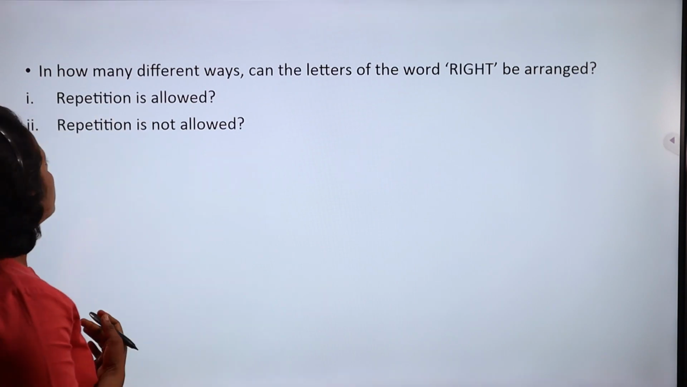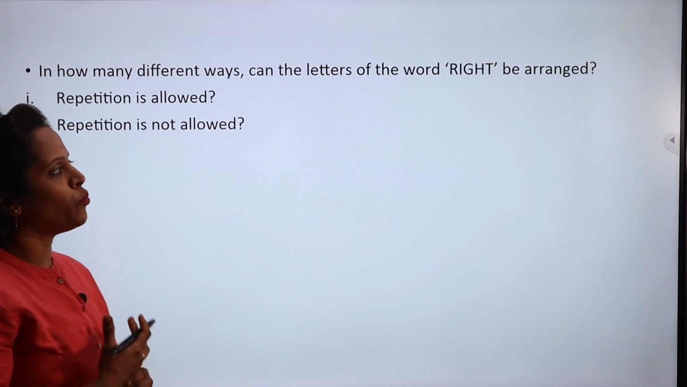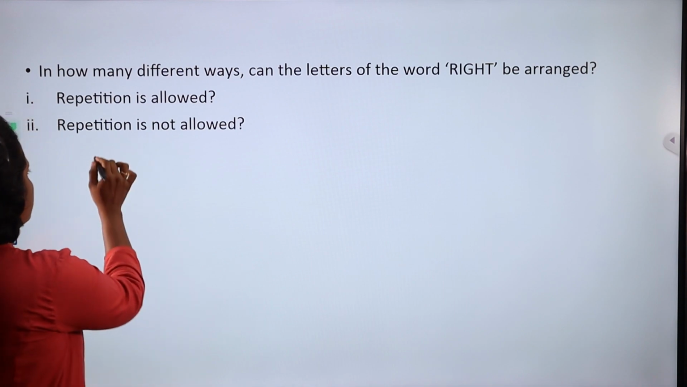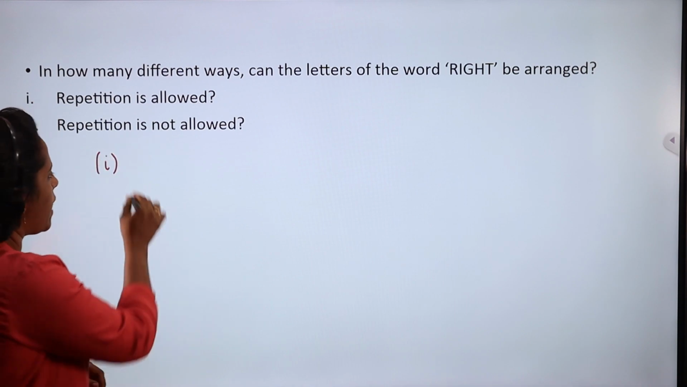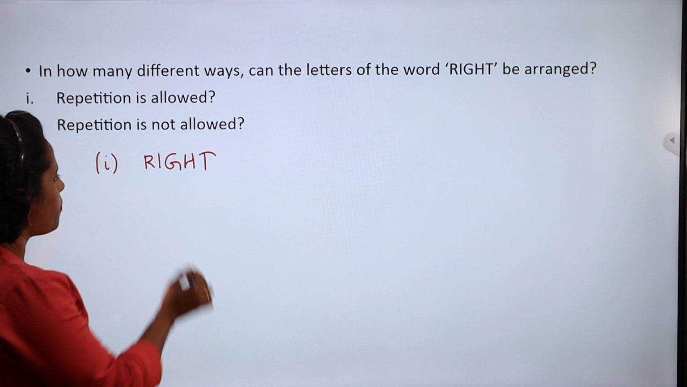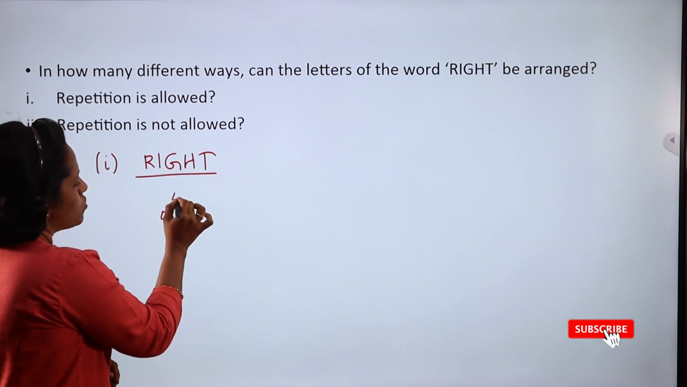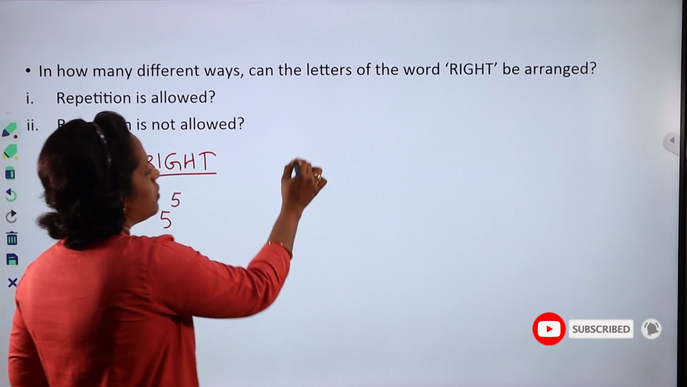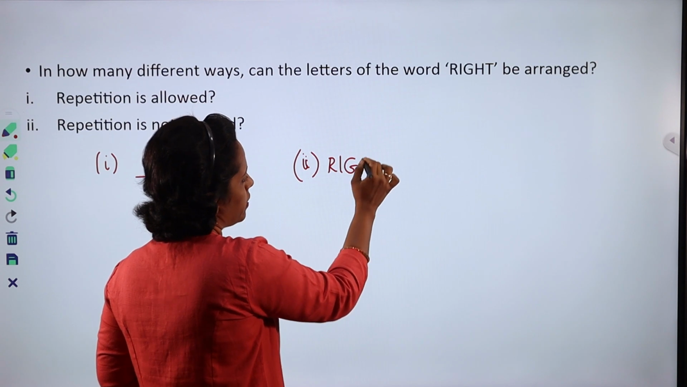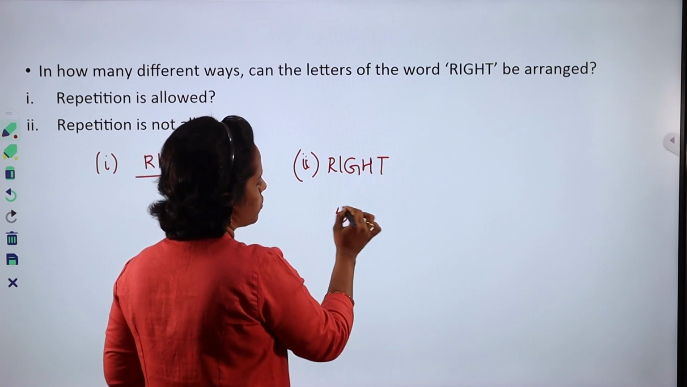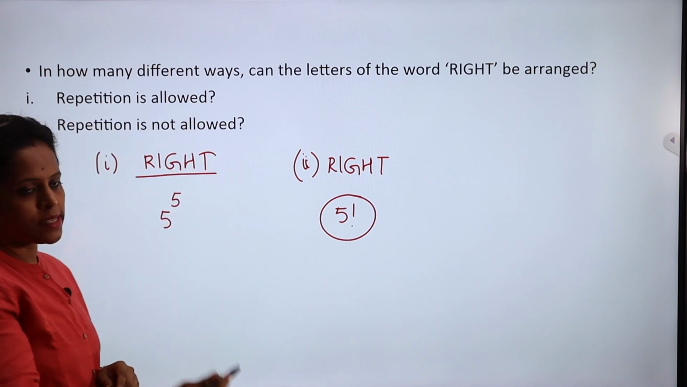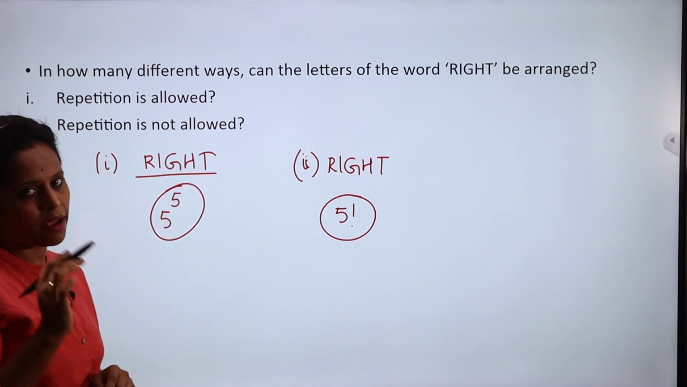Our next question: in how many different ways can the letters of the word RIGHT be arranged when repetition is allowed and not allowed? Let's see the first case. When repetition is allowed and we are given the word RIGHT, how many words can be formed? As I told you, it is a 5-letter word. So 5 power 5. Second one, when repetition is not allowed, the word here is RIGHT. Whenever repetition is not allowed, our answer is 5 factorial. Whenever repetition is allowed, our answer will be 5 power 5.